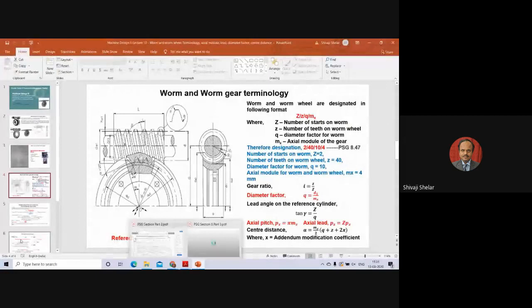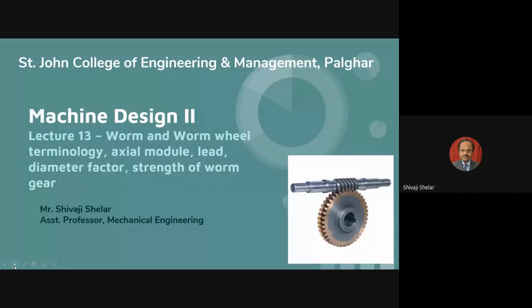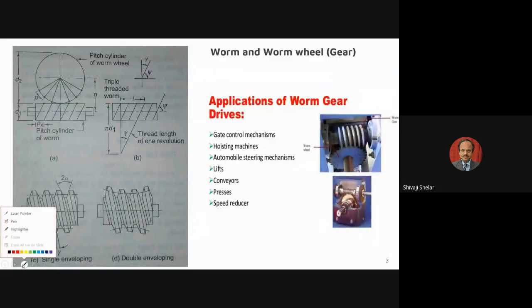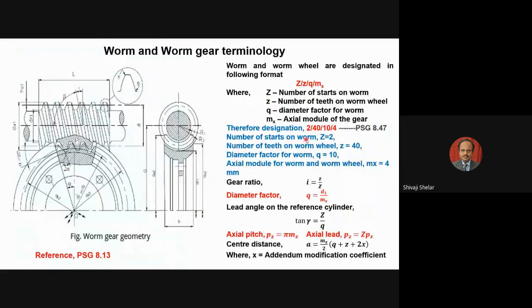Let's go back again to the presentation. In this I have taken one standard pair, that is around 100 mm distance and 20 transmission ratio. I can have this pair 2 by 40 by 10 by 4. So in this, the number of starts on worm is 2. That is, on this screw, it is a double start screw. So one start is here, another start will be at the back end. So exactly at 180°, two threads are starting.